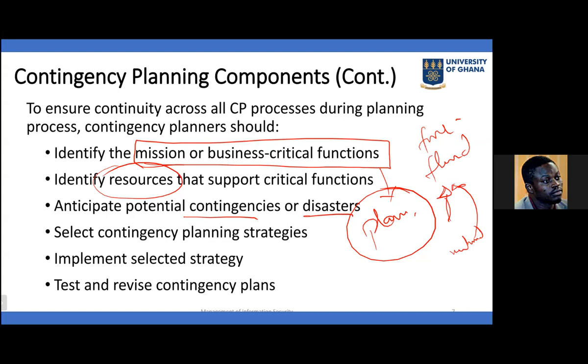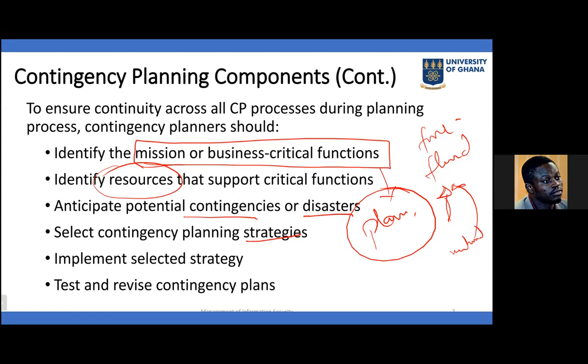Then you select contingency plan strategies. So for all these plans, you will develop different strategies. For instance, we shall have a strategy for handling incidents, a strategy for handling disaster, and a strategy for business continuity. So if there is an incident, you need to select the right strategy to handle the incident. And if the incident escalates to disaster, then you need to take the right strategy in order to handle the disaster. And then, of course, disaster works hand in hand with business continuity. Then, of course, you need to implement the strategy, test and then revise the contingency plans.